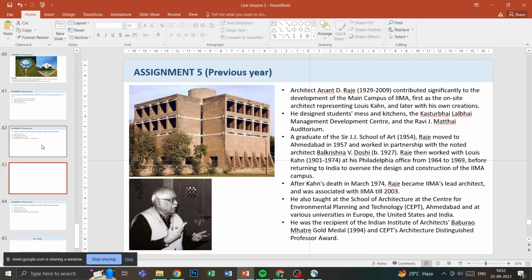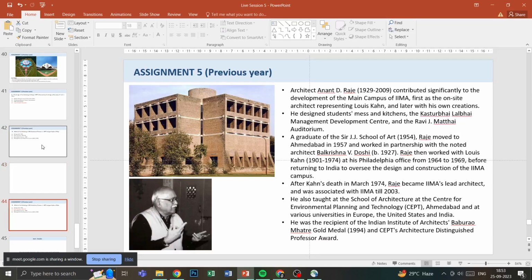He taught at the School of Architecture at the Center of Environmental Planning and Technology, CEPT Ahmedabad, and various other universities in Europe, United States, and India. He was the recipient of the Indian Institute of Architects Baburao Mhatre Gold Medal and CEPT's Architecture Distinguished Professor Award.